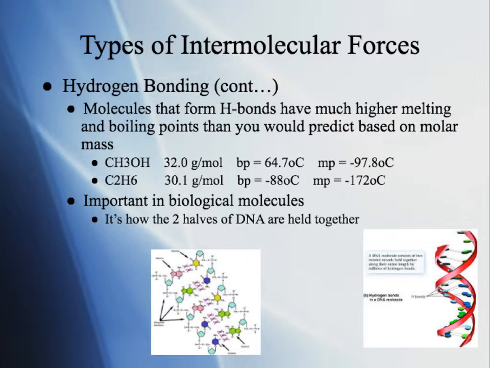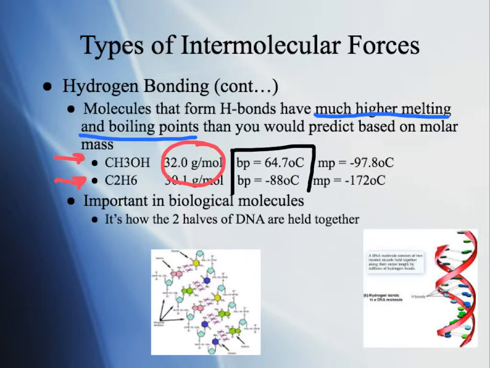All right, so because we're talking about hydrogen bonding, which is stronger than the other two intermolecular forces we've discussed so far, because we've got a stronger strength of attraction between molecules, hydrogen bonding is going to have much higher melting and boiling points. In fact, it's going to be much higher than what you might predict based on molar mass. So here we've got two examples: methanol and ethane. They both have similar molar masses. However, check out their boiling points and melting points.